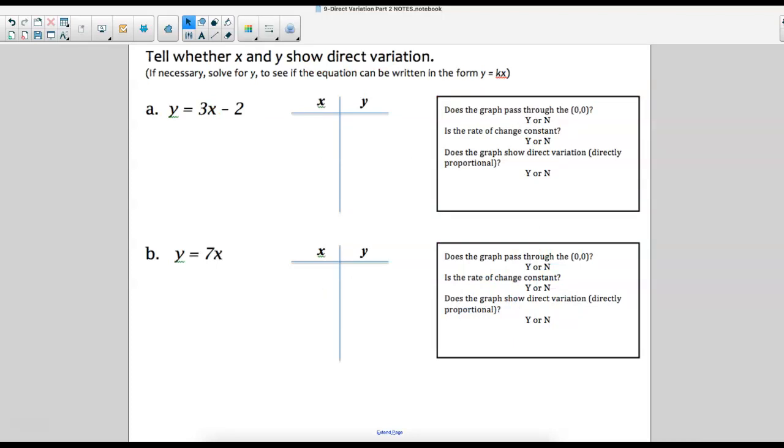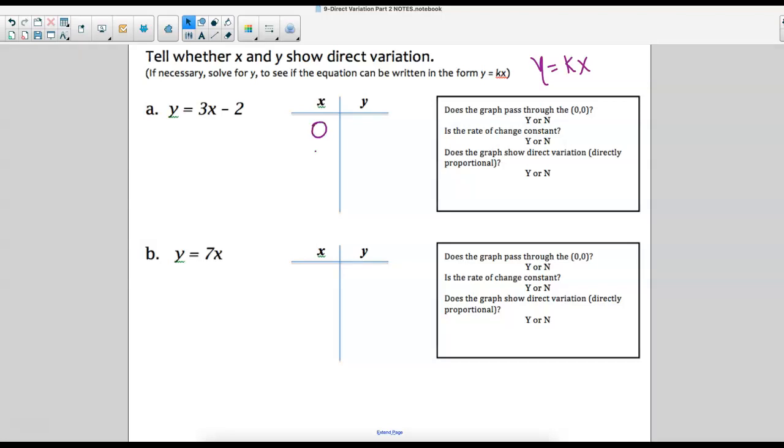Okay? And a direct variation equation is always going to be in the form y equals kx. It has to be in that form. y equals kx. It can't have anything else on it. It can't have a plus something or minus something. So when you look at letter A, is it in the right form? No, but we're going to verify it. So I'm going to automatically say that's not direct variation because it's not y equals a number times x. It has a minus. But let's do this.